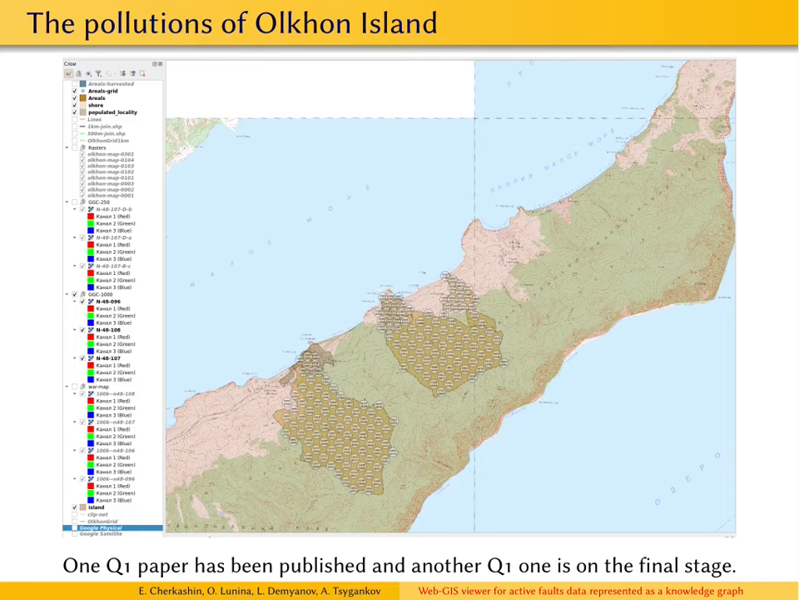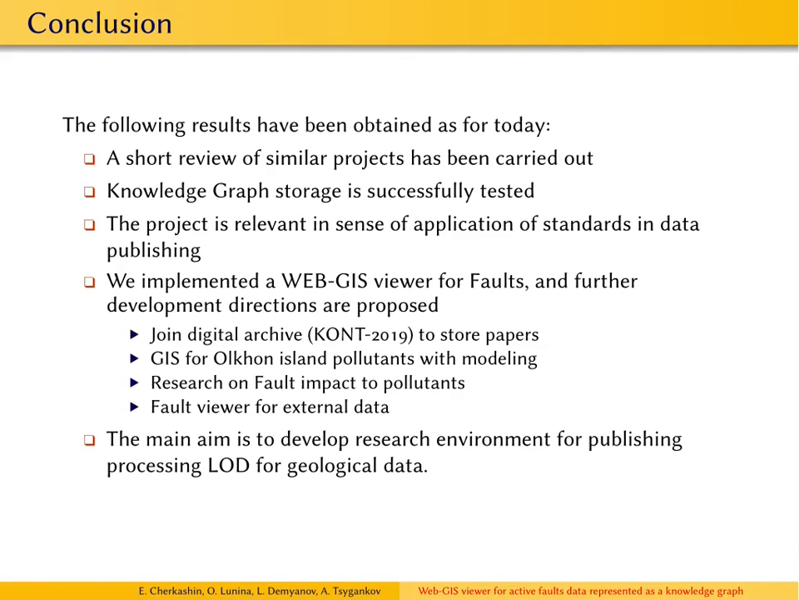This software will be used in research of Olkhon Island pollutants at the Institute of the Earth Crust, Siberian branch of the Russian Academy of Science, which is located in Irkutsk. One of the interesting problems is to relate the pollutant sources with faults. As of today, we have a short review of similar projects, and we tested technologies for knowledge graph construction. It was successful. The project showed its relevancy in the sense of application of standards of data publishing.